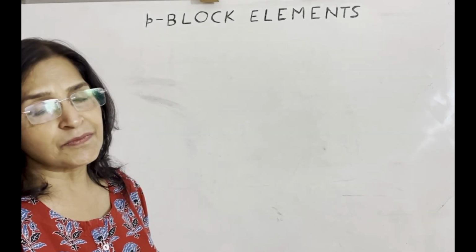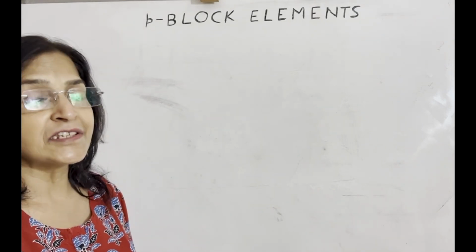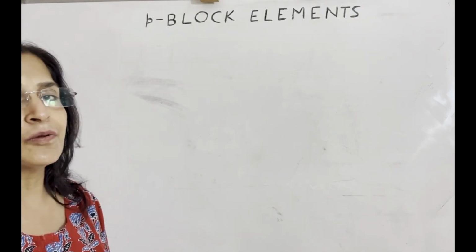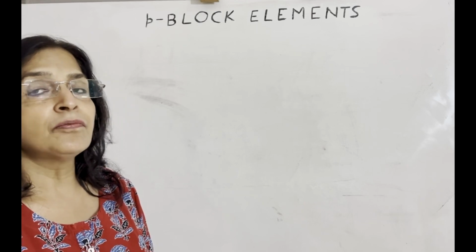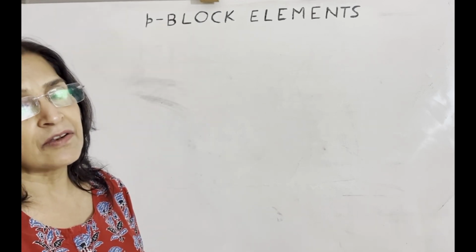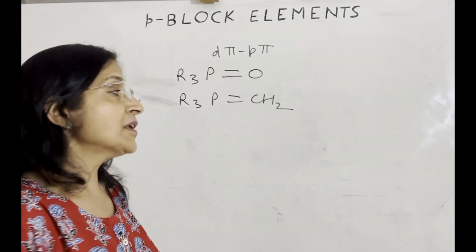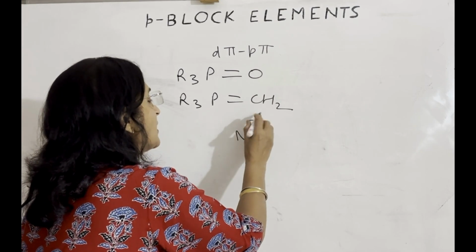Nitrogen can show maximum covalency 4, but other elements can show covalency 5 or 6 because of the availability of d orbitals. And due to the unavailability of d orbitals, nitrogen can't form d pi p pi bonds, but other elements can form d pi p pi bonds. For example, nitrogen forms quite stable compounds in the -3 oxidation state.